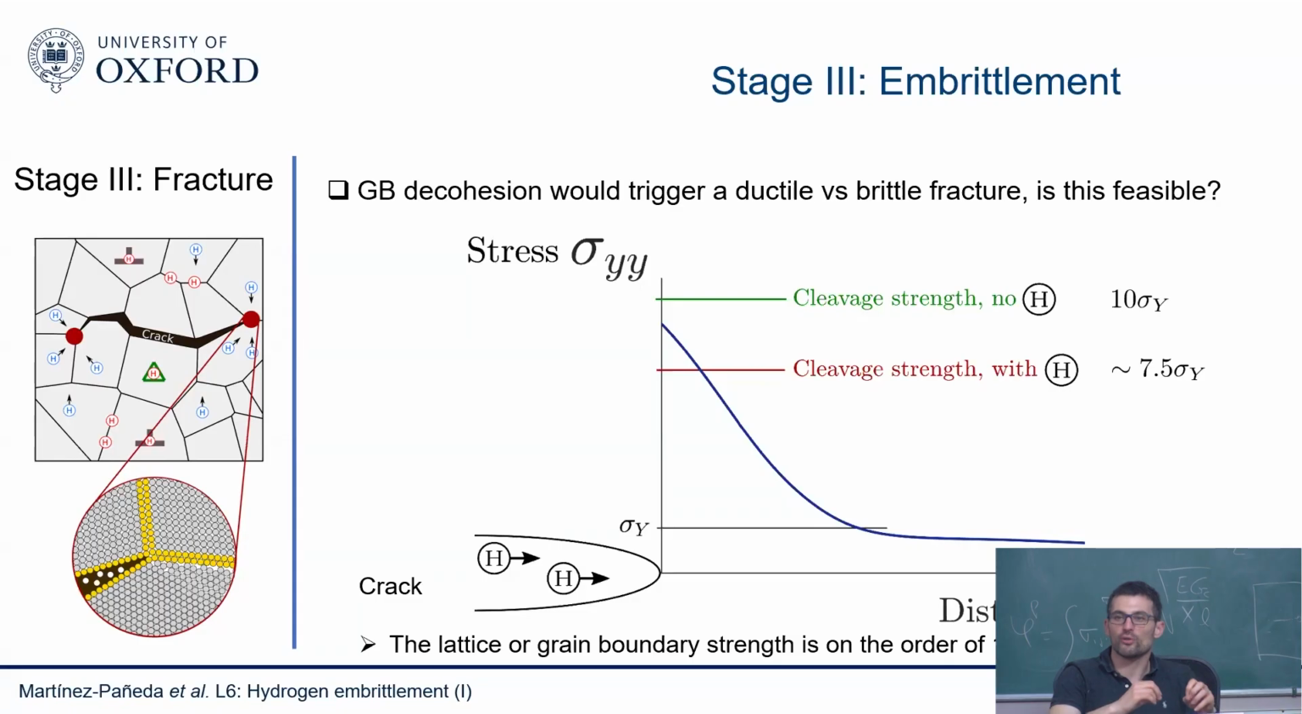You have voids growing, and at the same time you have stresses near the grain boundary. Normally our stresses are not big enough. The grain boundary or lattice strength is very high: 10 times the yield stress, 9 times the yield stress. Our stresses are never that high. So this means that you never reach those stresses, and you need the voids to grow and so on. So this is the question: if we can trigger the failure of those grain boundaries, then we will switch from ductile to brittle failure. But is this possible given that these grain boundaries have such a high strength?